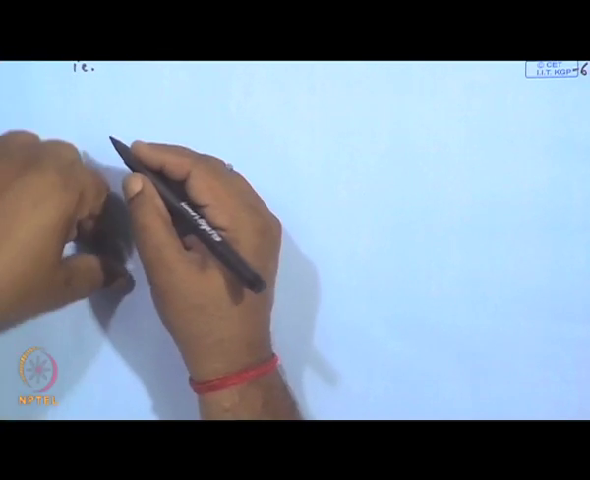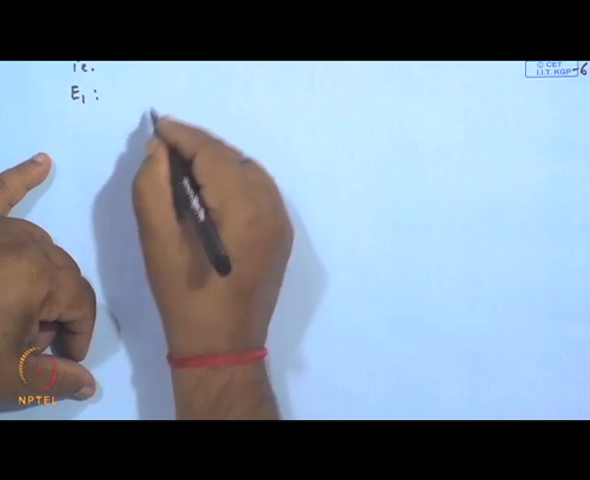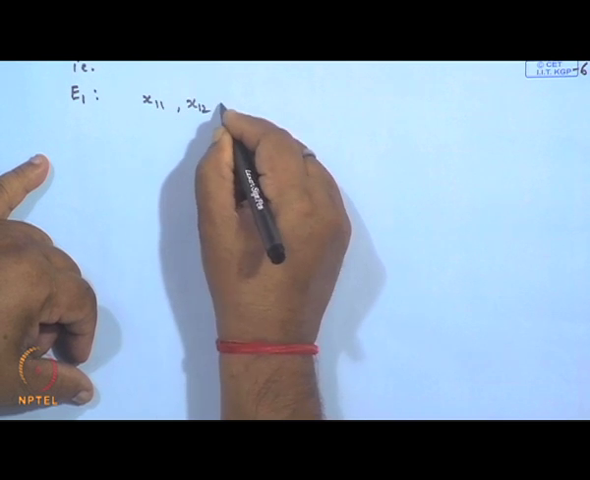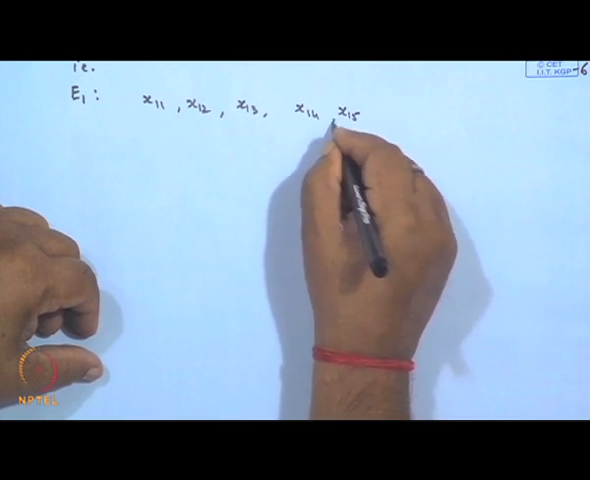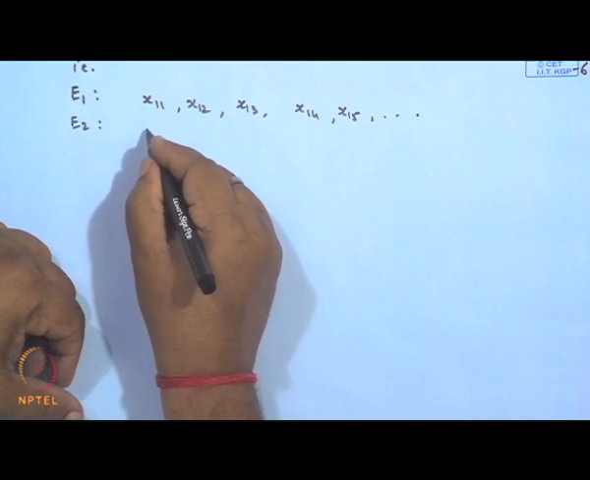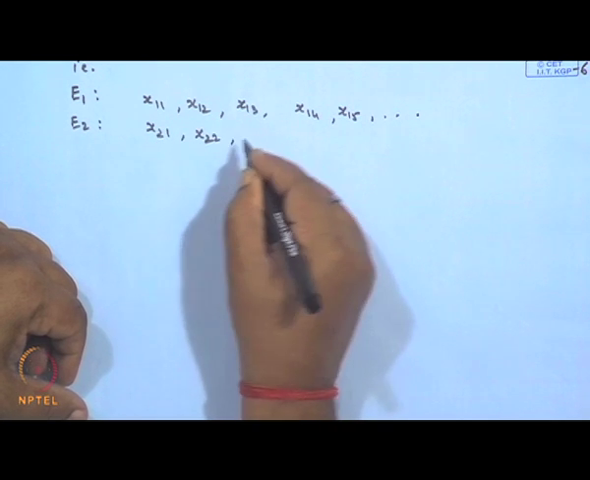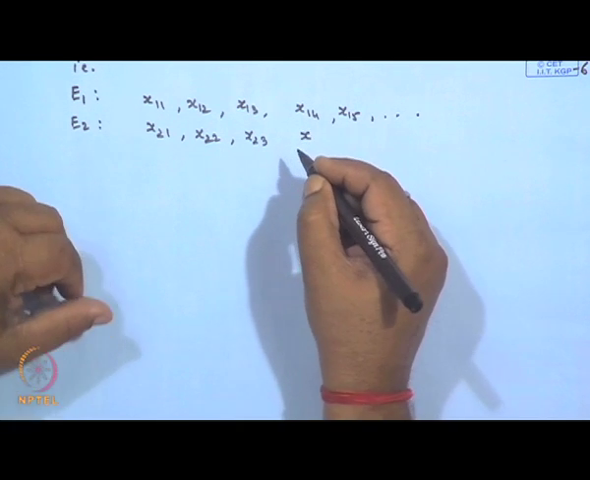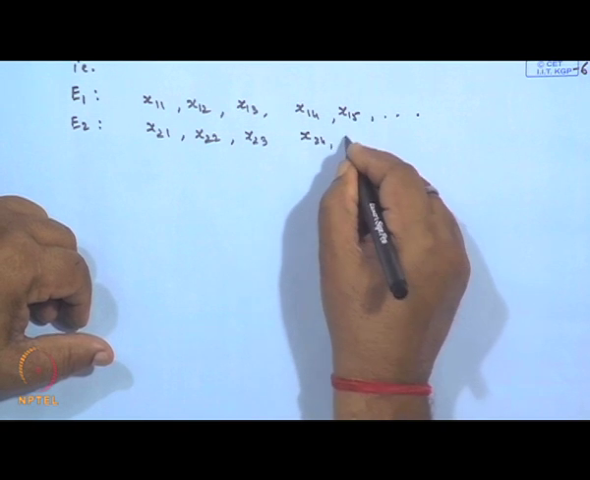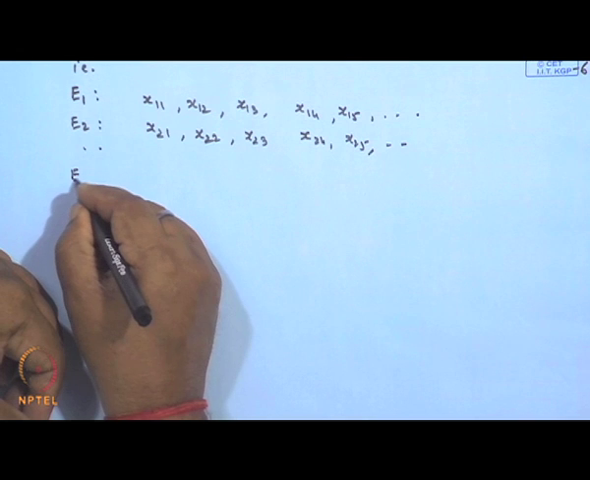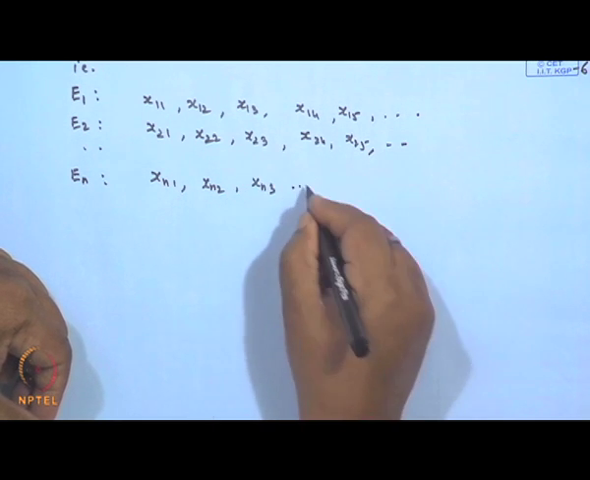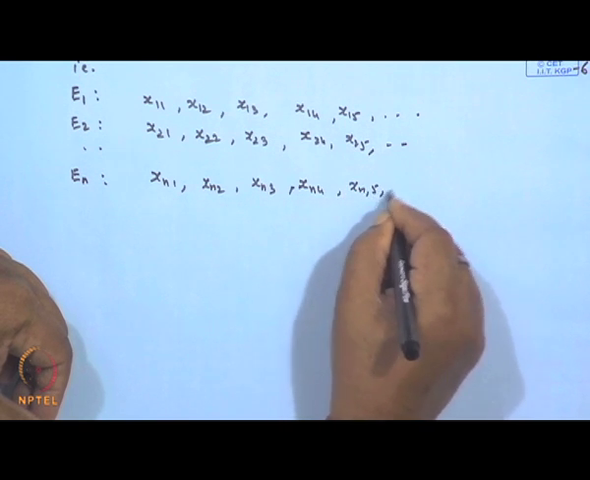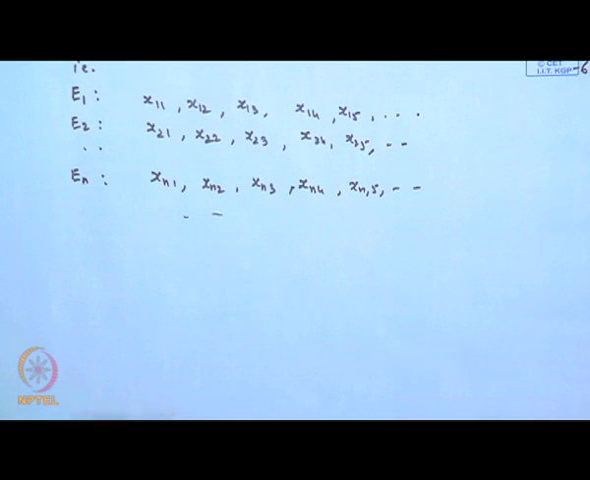It means that for the set E1, we can arrange the elements like this: x_11, x_12, x_13, x_14, x_15, x_16 and so on. For E2, suppose we are arranging x_21, x_22, x_23, x_24, x_25 and so on, and for E_n, suppose we are arranging x_n1, x_n2, x_n3, x_n4, x_n5 and so on. So, continue this.